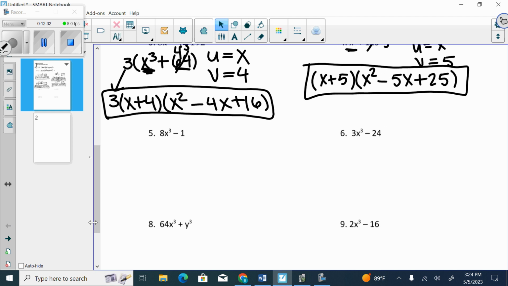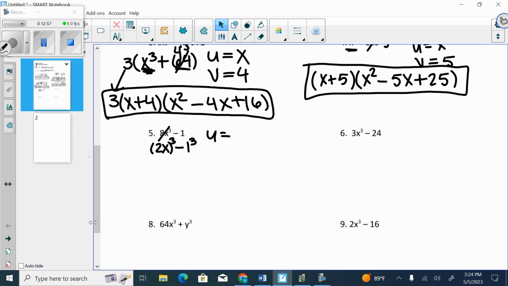All right, number 5, does it have a GCF? No, okay. Well, the x is to the 3rd power, but is the 8? No. So what could I fix the 8 with? 2. Okay, so I'm going to mark this out. It's going to become 2x to the 3rd, okay? Minus just 1 to the 3rd, right?